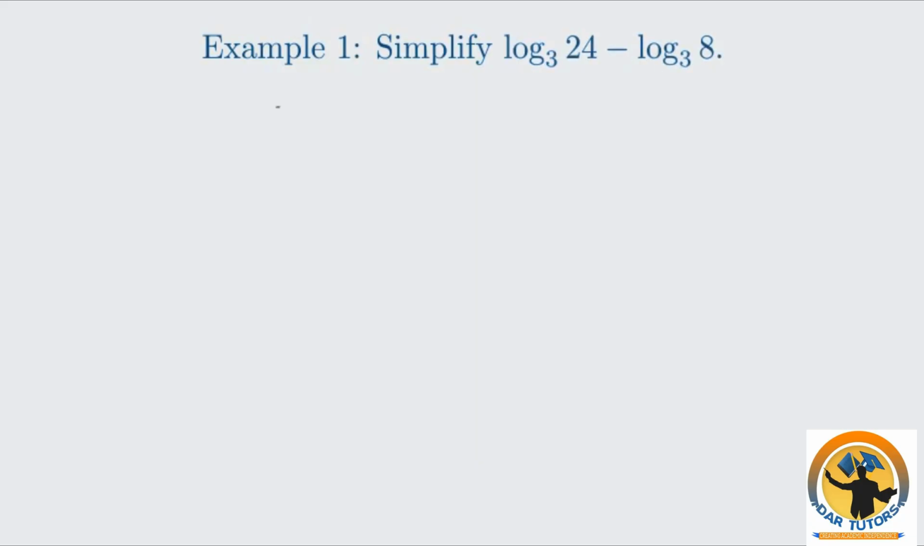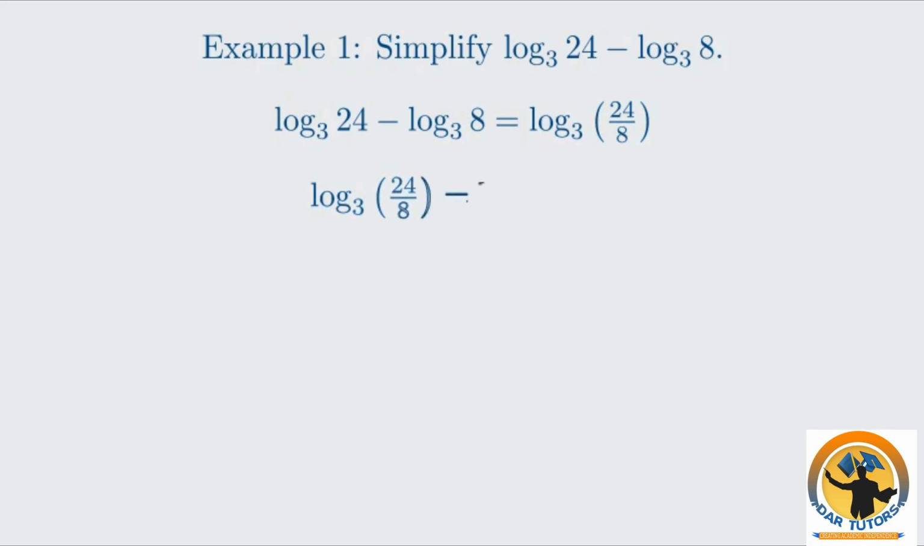Our goal is to write expressions as a single logarithm. First, let's simplify log base 3 of 24 minus log base 3 of 8. This expression involves the difference of two logarithms with the same base. We can use the quotient law, which says that the difference of logarithms is the logarithm of the quotient. So we write this as log base 3 of 24 divided by 8. Simplifying the fraction, we get log base 3 of 3, and we know that log base 3 of 3 is 1, because 3 to the power of 1 is 3, so the entire expression simplifies to 1.